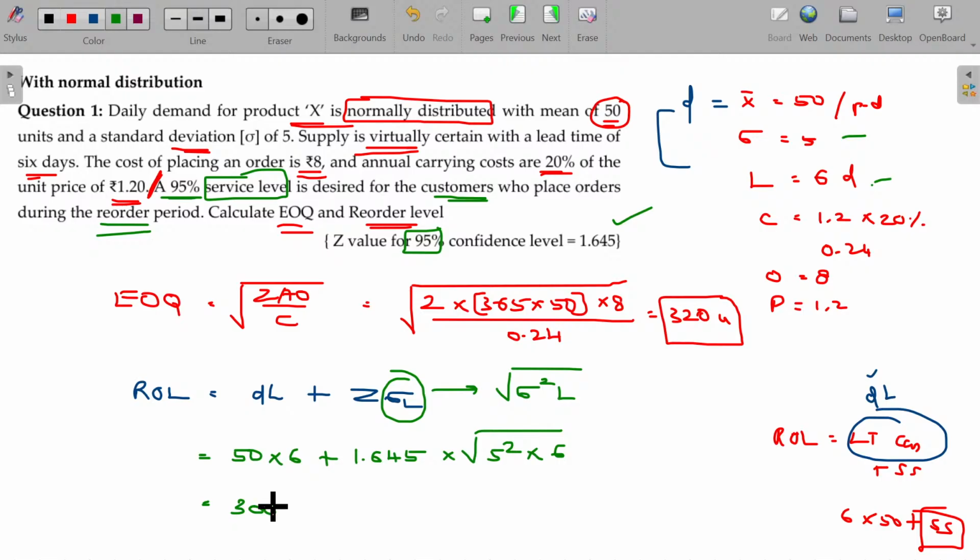300 plus 1.645 into root of 5 to the power 2 into 6, that is 150. Take the root of 150. I think it is 12.25. Am I right? So if you multiply these two and add with the 300, your reorder level in this case is 320 units. This formula is unique and available for the operations management paper, not in the costing paper. Clear?